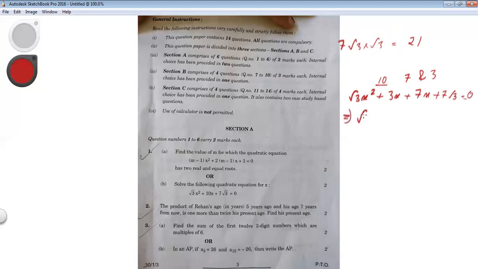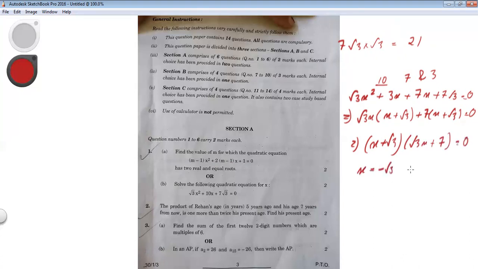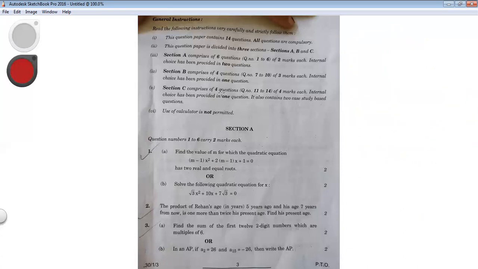From the first two terms, if I take root 3 x common, I get x plus root 3. From the second two, if I take 7 common, x plus root 3 will be out, equals 0. Therefore, you get x plus root 3 into root 3 x plus 7. So our answer is x equals minus root 3 and x equals minus 7 by root 3. I hope you found this answer. Let's move to the second problem.